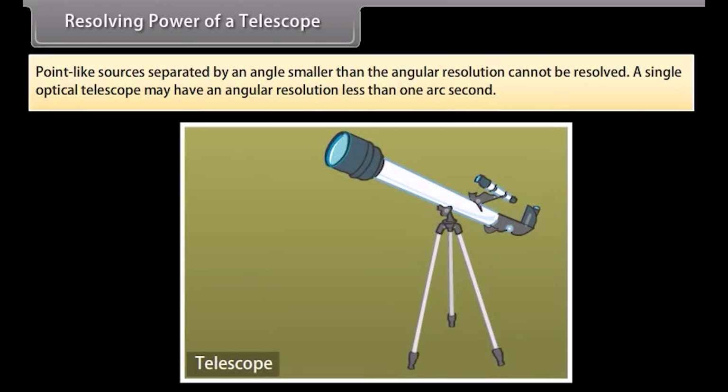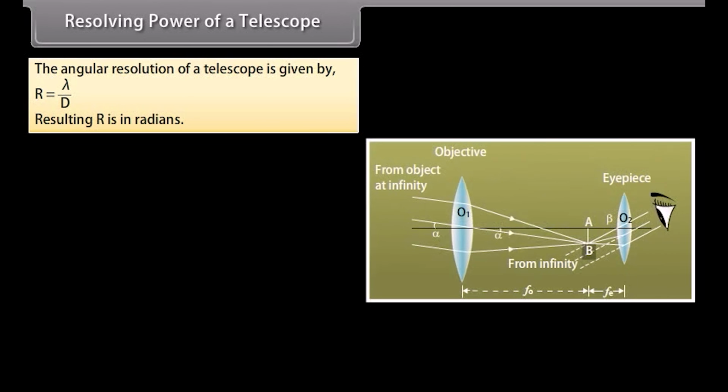Resolving power of a telescope. Point-like sources separated by an angle smaller than the angular resolution cannot be resolved. A single optical telescope may have an angular resolution less than 1 arc second. The angular resolution of a telescope is given by R is equal to lambda divided by D, where lambda is the wavelength of the observed radiation and D is the diameter of the telescope's objective. Resulting R is in radians.